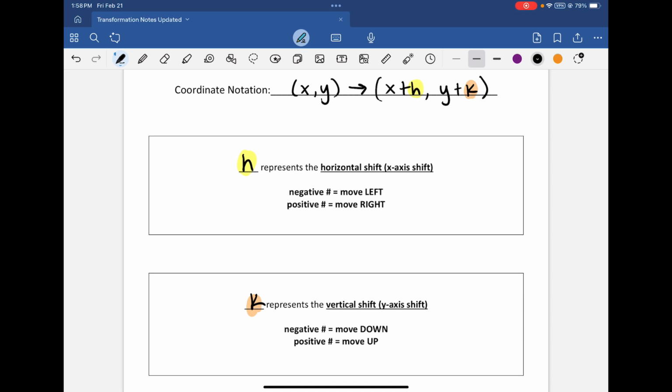Now, this coordinate notation right here, if I ever ask you, write the rule of the translation. I'm going to say that again. Write the rule of the translation. You will be writing it like this, and I'll highlight it in blue. You are writing it like this, but then we're adding in numbers for h and k. So the h and k will be replaced by numbers, but this is how we write the rule of the translation. Let's do some examples.